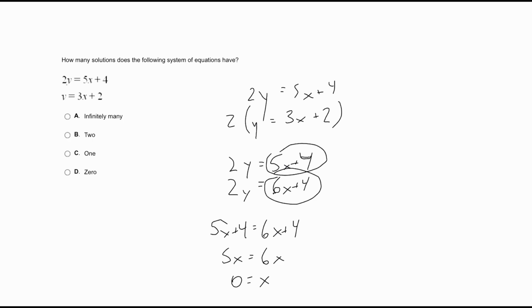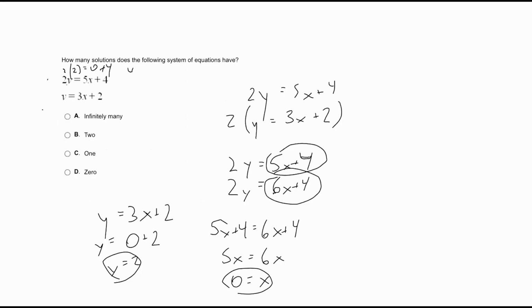We're going to plug that back in to one of the original equations. Let's plug it back into this one. y equals 3x plus 2. y equals 0 plus 2. So y equals 2. So we're given x equals 0, y equals 2. 0, 2. Let's also check that in the first equation at the very top there. 4. Okay, so that system of equations has 1 solution.